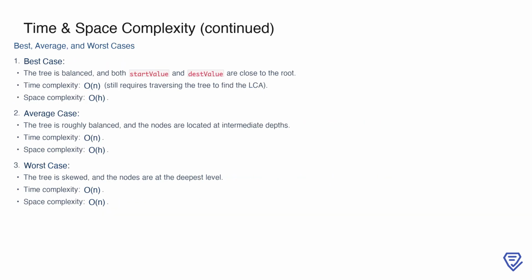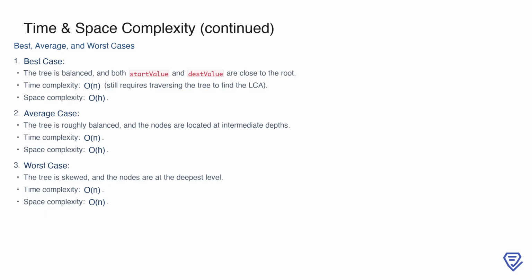To better understand performance, let's examine the best, average, and worst case scenarios. In the best case, the tree is balanced, and the nodes start value and dest value are close to the root. Even in this scenario, we still need to traverse the tree to find the LCA, resulting in a time complexity of O(n). The space complexity remains O(h) due to the recursive stack and path storage.